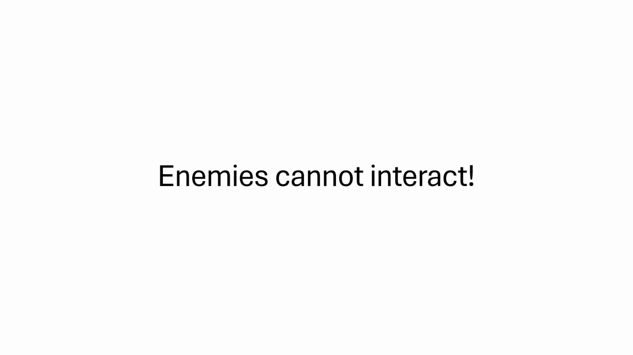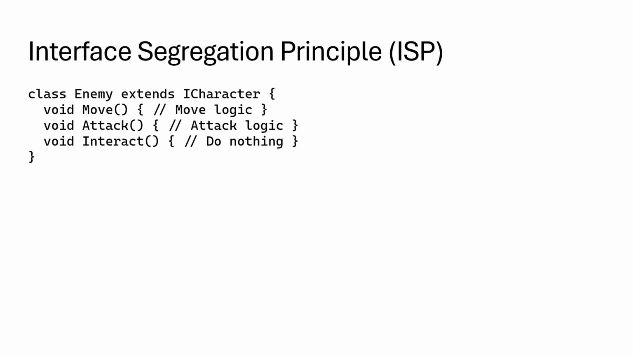In a naive case, you're just going to say that I override the interact method, but it does nothing. So essentially, I implement the interface by not implementing anything. This is bad design because it breaks LSP. This is not supposed to happen.